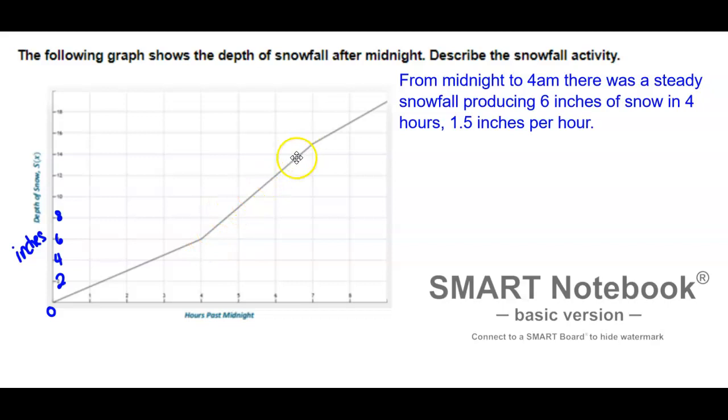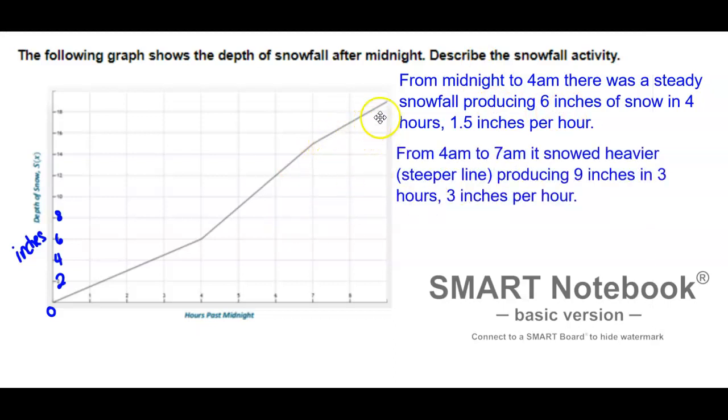The next piece, you notice that line is a little bit steeper. So from 4 a.m. up to 7 a.m., we're looking at how much is being produced. It went from 6 to 8, 10, 12, 15 inches. So from 6 to 15 inches, that would be a total of 9 inches. So from 4 a.m. to 7 a.m., the snow is much heavier, and we know that because the line's steeper. It actually produced 9 inches in those 3 hours. So 9 inches in 3 hours, we would be producing 3 inches per hour.